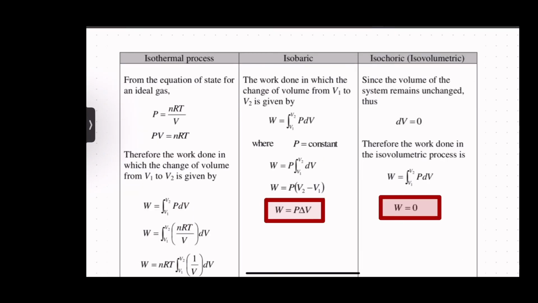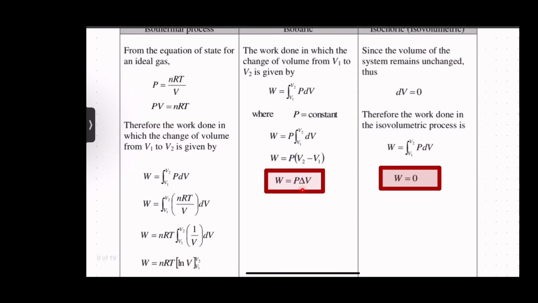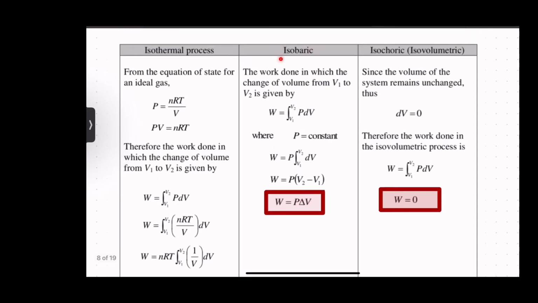Okay, in the isobaric process, the work done for a change of volume from V1 to V2 is given by integrating the equation P dV. Since P is constant, P comes out. The change in V is V2 minus V1. So we get work equal to P delta V. This is for isobaric. Okay, in isochoric, since the volume of the system remains unchanged, dV, the change in V, is zero, because there is no change in V. So based on work equal to P dV, the work done for an isochoric or isovolumetric process is 0.